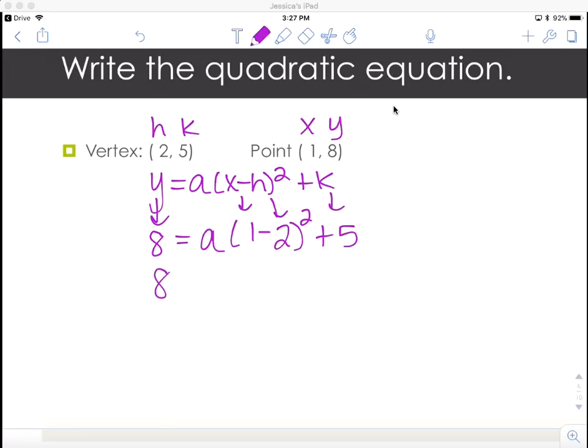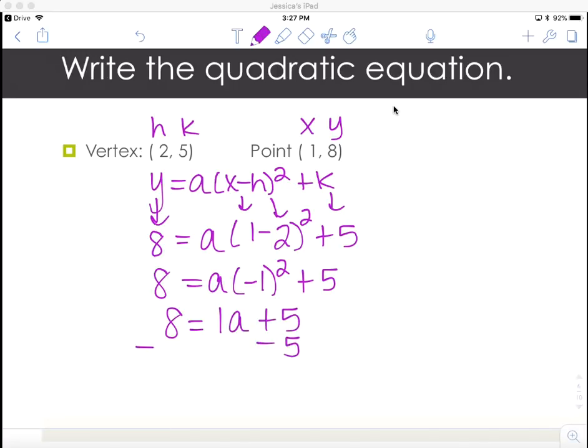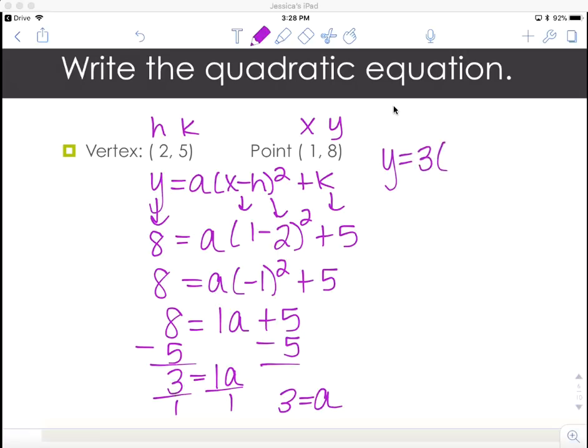From here, 1 minus 2 is negative 1, and negative 1 squared makes this positive 1a. From here, I subtract the 5 on both sides, and I get 3. If you divide both sides by 1, your a value is just 3. So my final answer here is y equals 3 times x minus 2 squared plus 5.